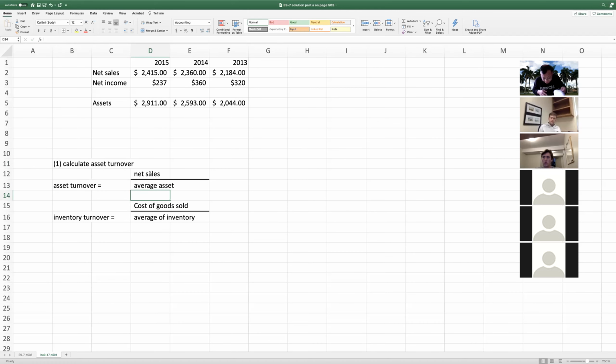So the formula, you can find it in the textbook if you don't know. I will show you which page it is. It's on page 490. On page 491, just slightly below the middle of the page, you can see the asset turnover. That's the net sales divided by average total asset. I have to be accurate: average total asset.